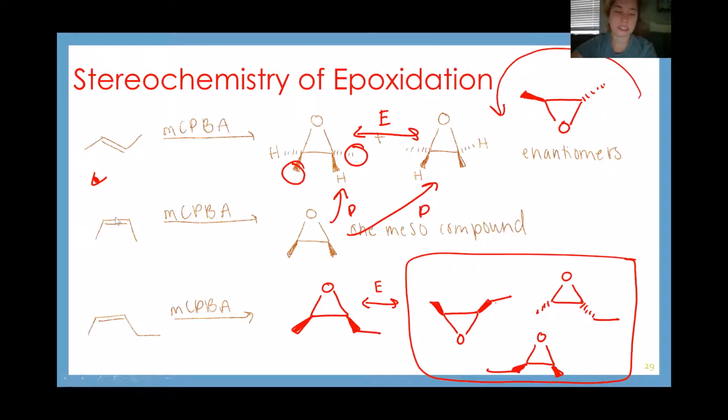If you're starting off with a cis alkene and it's symmetrical, you'll end up with only one product and it will be meso. In all other situations, you would end up with an enantiomer. So if it was cis and asymmetrical, you'd have a pair of enantiomers. If it's trans, you're going to have a pair of enantiomers as well.